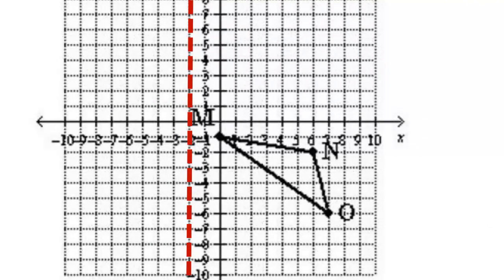When I'm reflecting over something that's not an axis, I don't have a nice pretty rule for that. I'm just going to have to count on my graph. So I'm going to take all of these points, M, N, and O. They're all on the right side of this line. We're going to reflect over here. So however far away it is from this line, x equals -2, however far away my points are there, they're going to be the same distance but on the other side. My height of these is not going to change.